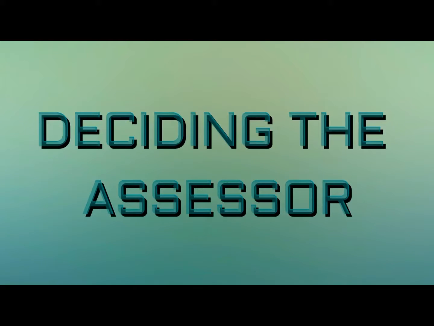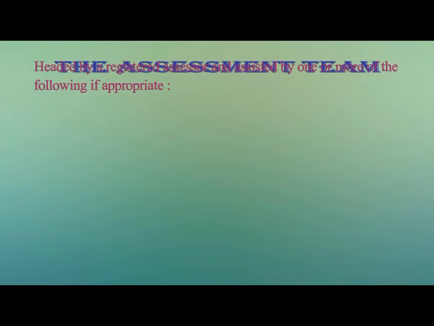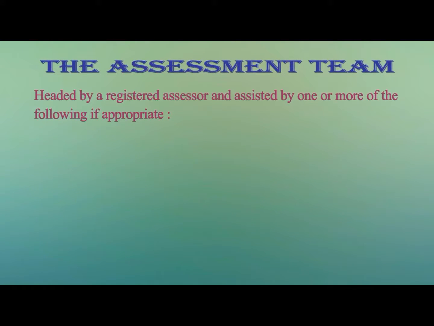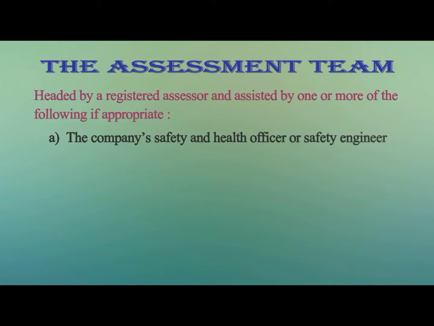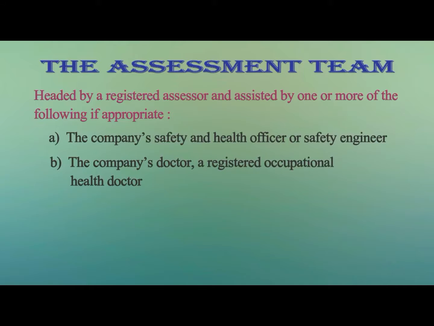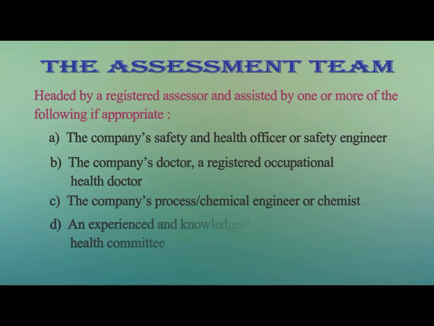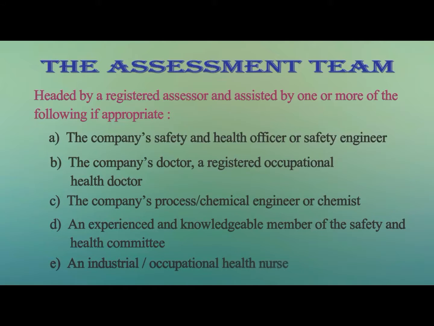Chapter 4. Deciding the assessor. First is about the assessment team. The assessment team is headed by a registered assessor and assisted by one or more of the following if appropriate. First, the company safety and health officer or safety engineer. Second, the company's doctor, a registered occupational health doctor. Third, the company's process or chemical engineer or chemist. Fourth, an experienced and knowledgeable member of the Safety and Health Committee. Fifth, an industrial or occupational health nurse.